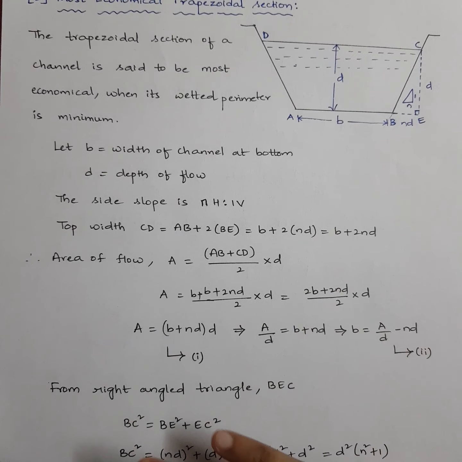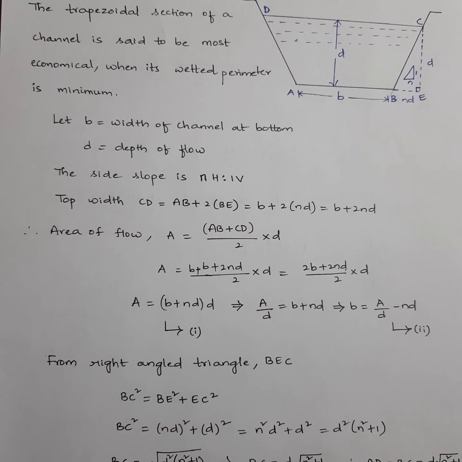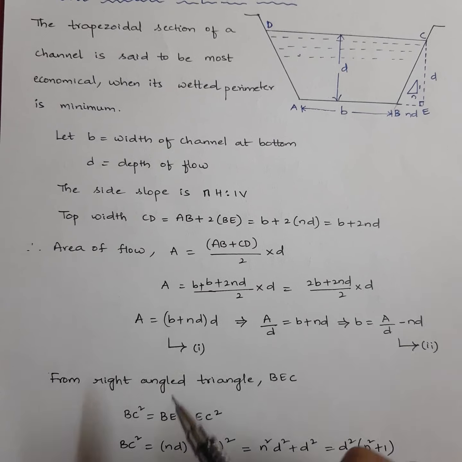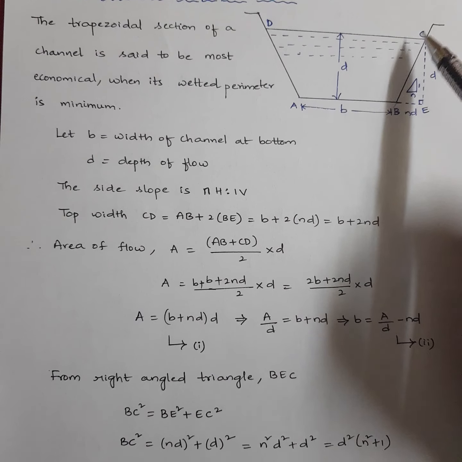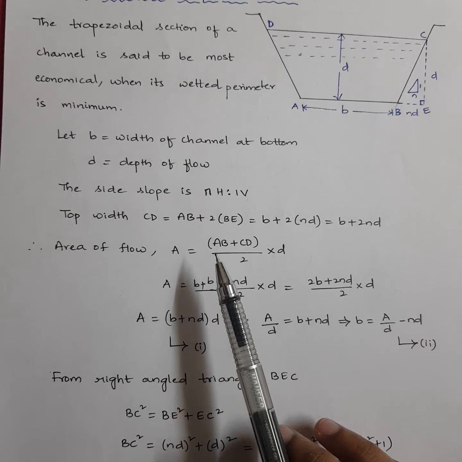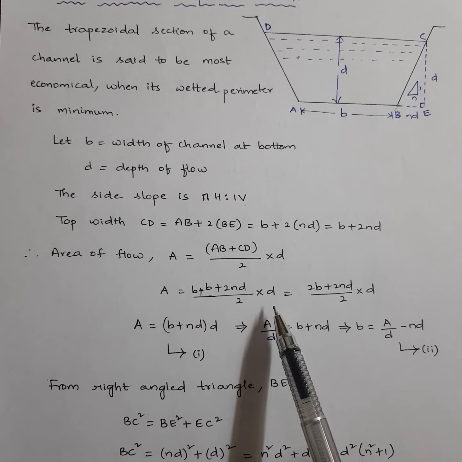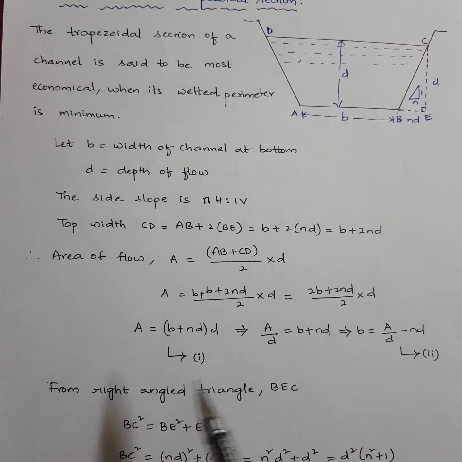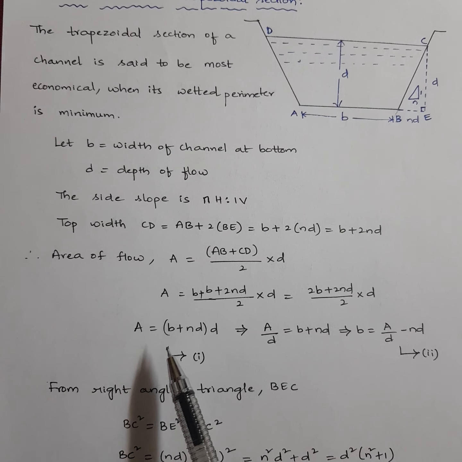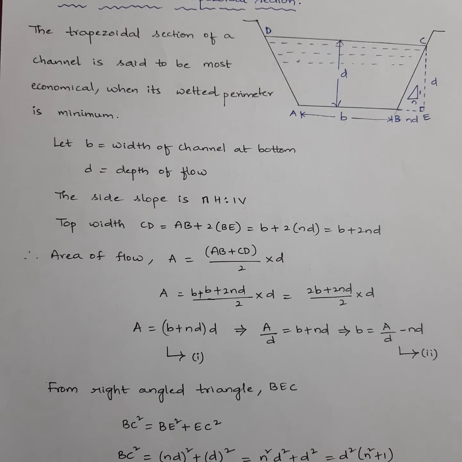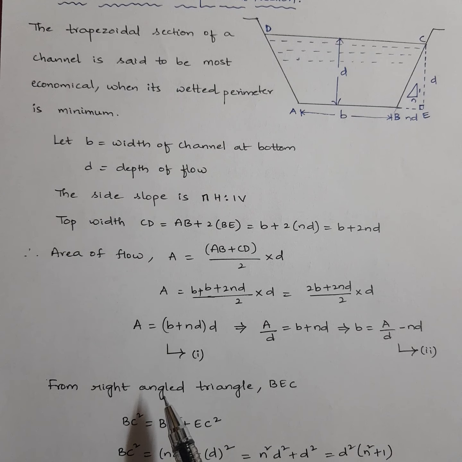Remember this value. Next, once I got the top width, I am ready to calculate area, right? So what is the area formula? I told you (AB plus CD) by 2 into D. So just substitute. AB value is small b plus CD is B plus 2nD, by 2 into D. Just keep on simplifying, you will get area as (B plus nD) into D. Okay, remember this, take it as equation number 1.